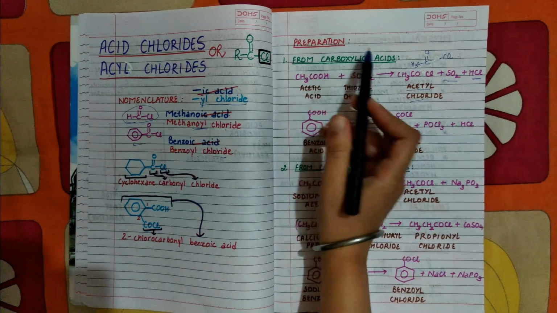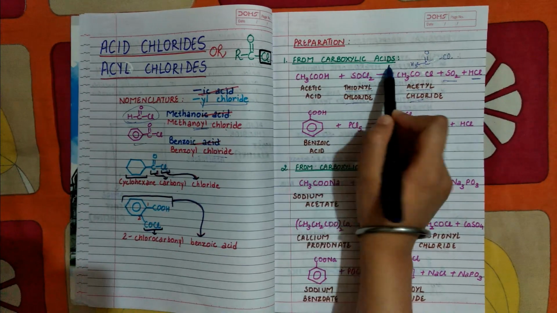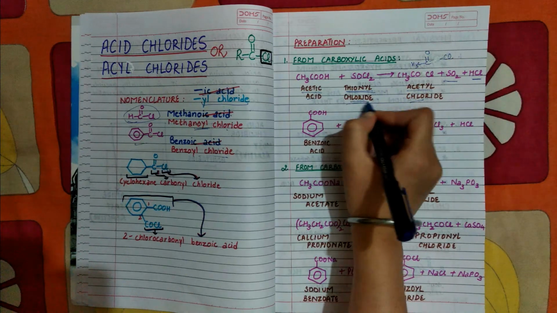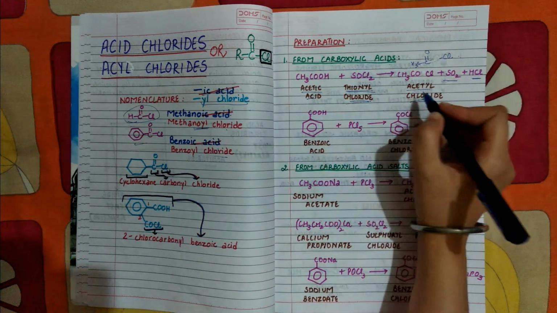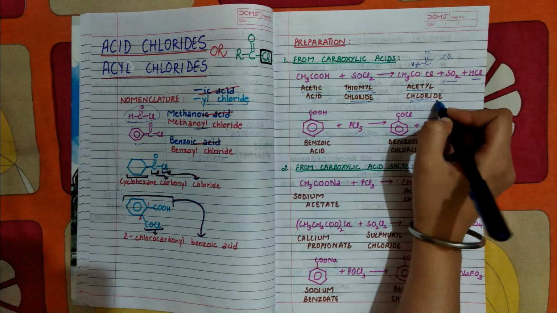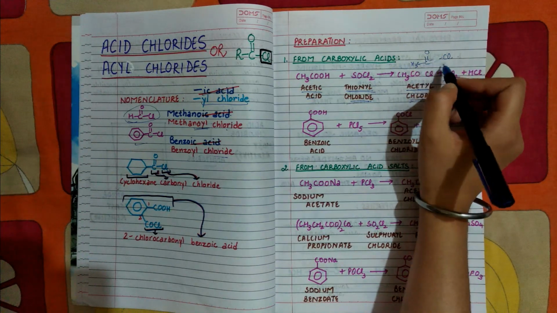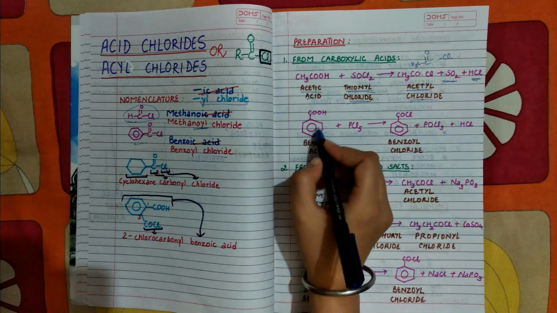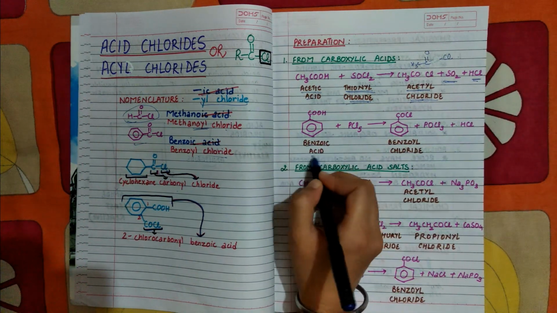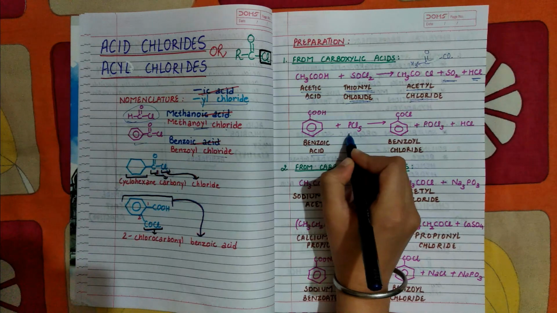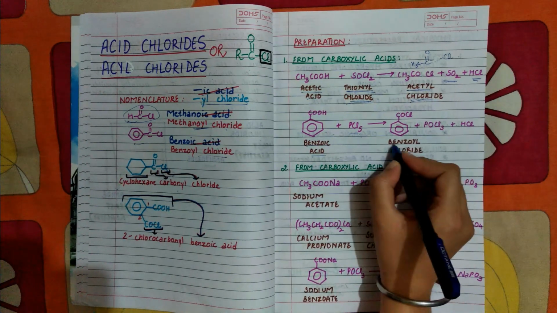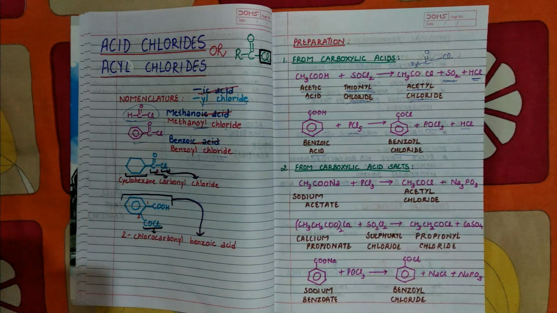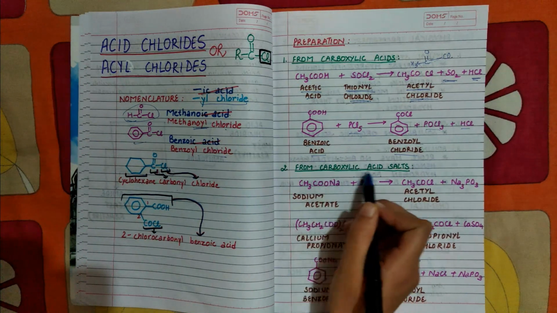Preparation of acid chlorides. First is from carboxylic acid. Let us take acetic acid and react it with thionyl chloride, SOCl2. It forms acetyl chloride, CH3COCl, plus SO2 plus HCl. In the aromatic case, we take benzoic acid and react it with PCl5. It forms benzoyl chloride, POCl3 plus HCl. Second method is from carboxylic acid salts.